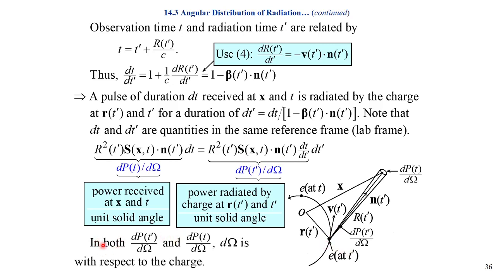Okay, so in both the p t prime over the omega and the pt over the omega, the omega is with respect to the charge. Okay, good. I hope you got some ideas. We know this one, but now we want to calculate this one. The notation, the t and the t prime is related here. We just change the t, so we change to here. And now we find the relation between the t and the t prime, that is this one.